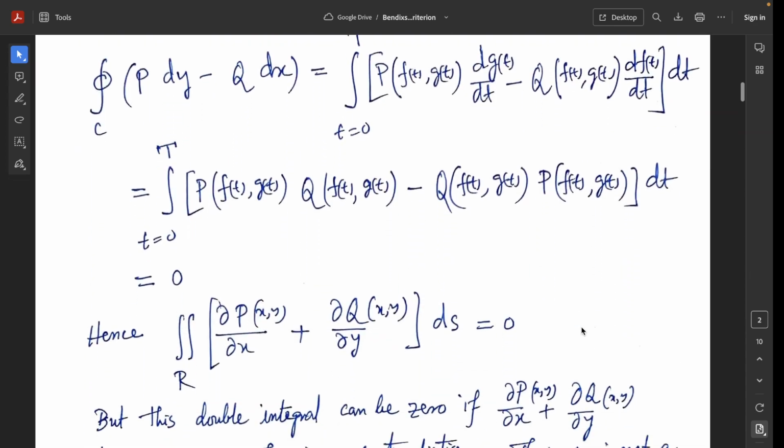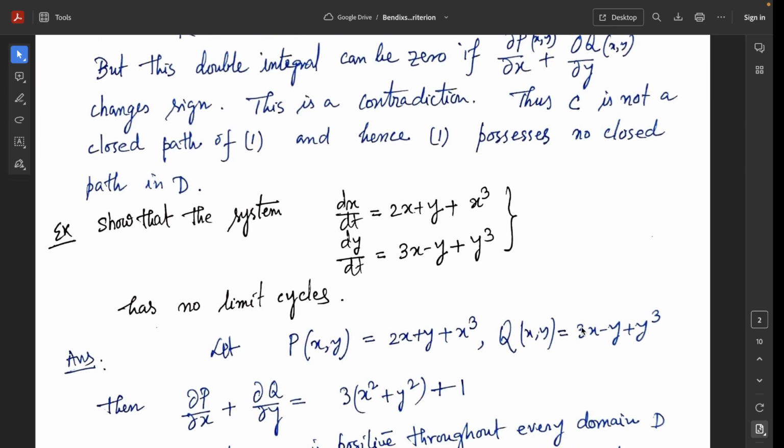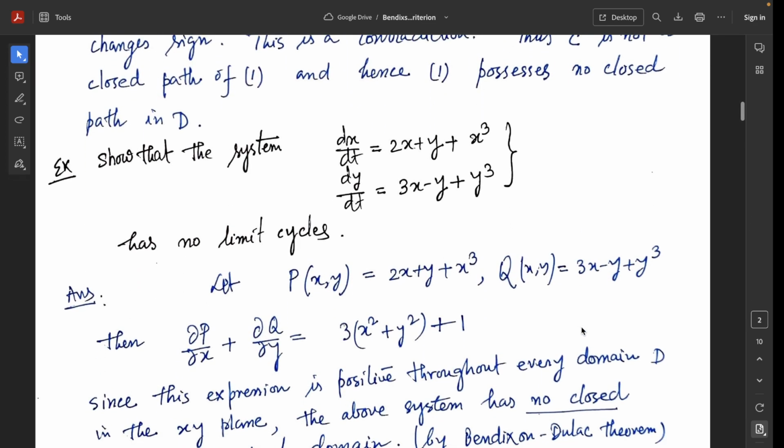Now we consider some example, an application of this theorem, so that the system dx/dt equal to 2x plus y plus x cubed, dy/dt equal to 3x minus y plus y cubed has no limit cycles.